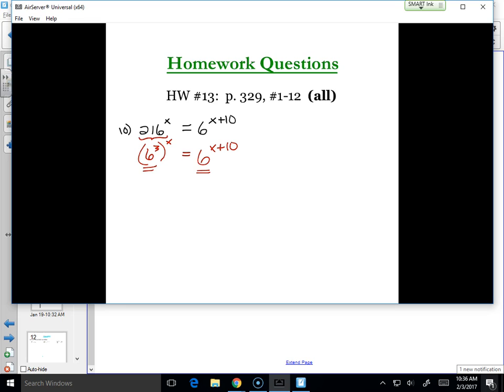Now, we want to set the powers equal to each other, but question, power to a power, don't we have to multiply 3 and x together first? Okay, so let's do that. But what did we learn yesterday? When the bases are the same, what can we do with powers? Exponents are equal to each other. Exactly. So we can go ahead and say 3x is equal to x plus 10.